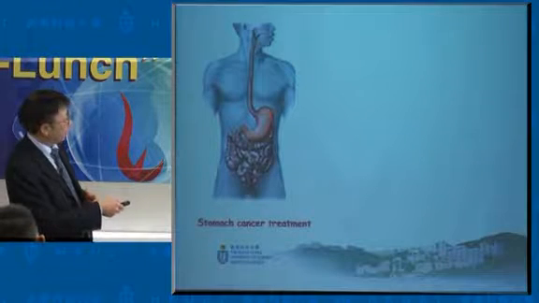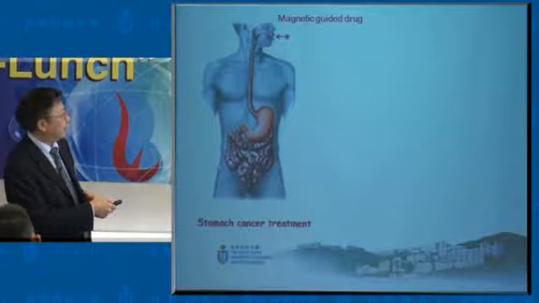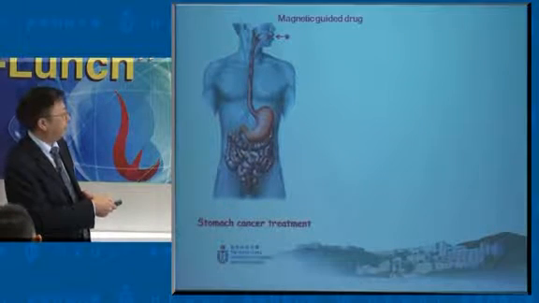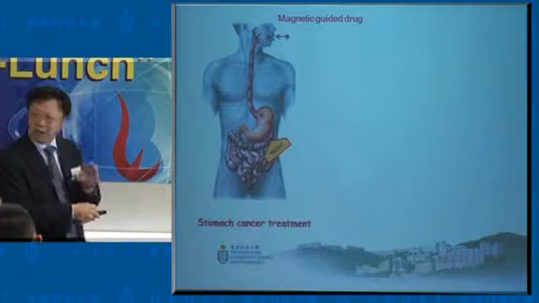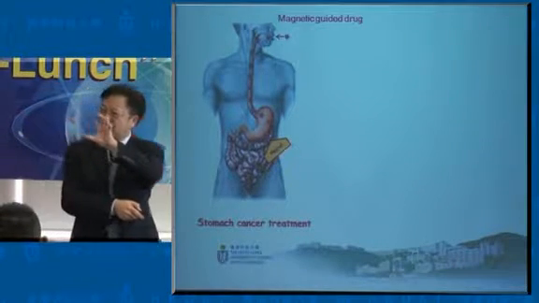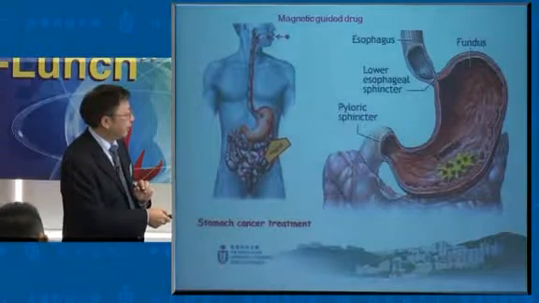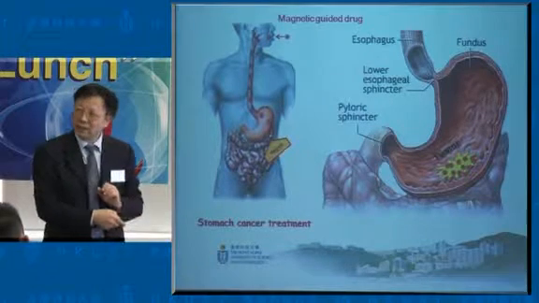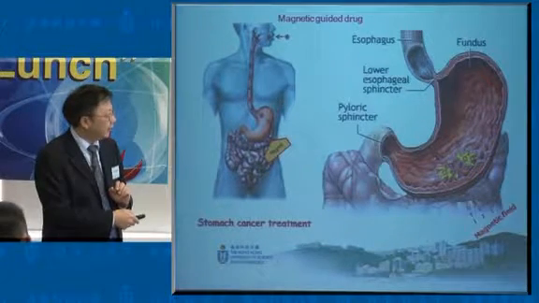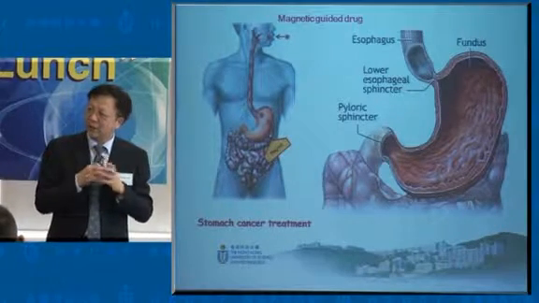Suppose here's a magnetic drug, and you can guide it with a magnetic field to the target. This target is the stomach. You can stop this small drug with a magnet, and suppose here's a tumor with some drugs inside, and you just apply the magnetic field. So this drug release can treat tumors or cancers.